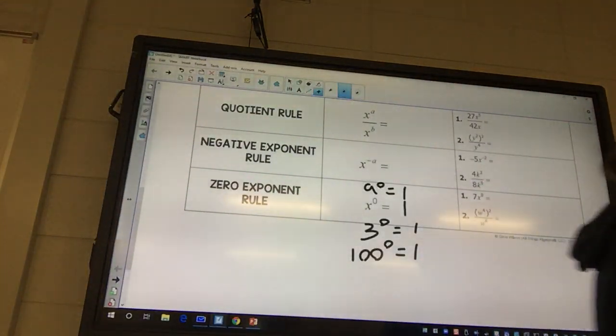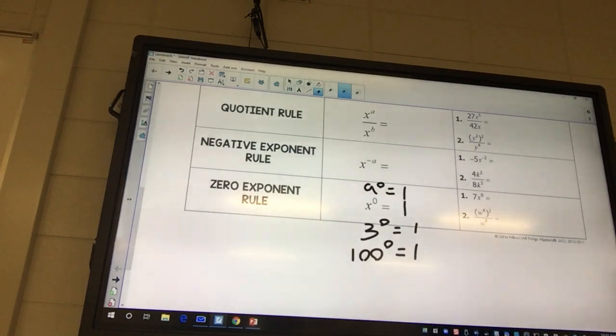What's the rule with negative exponents? Where do negative exponents go? At the bottom. Flip them. Then you gotta flip them. So, here's what I will tell you, and people were getting it mixed up yesterday.